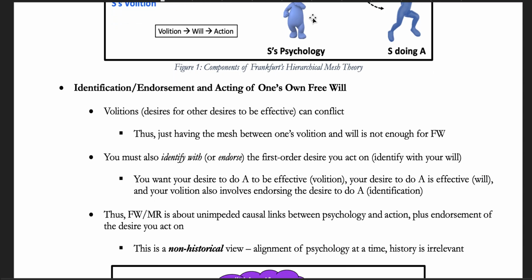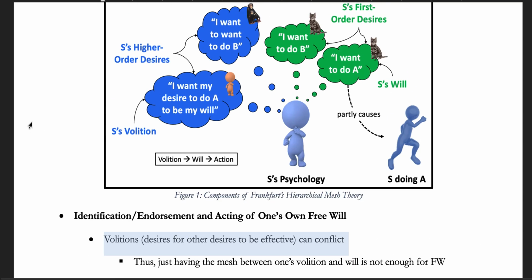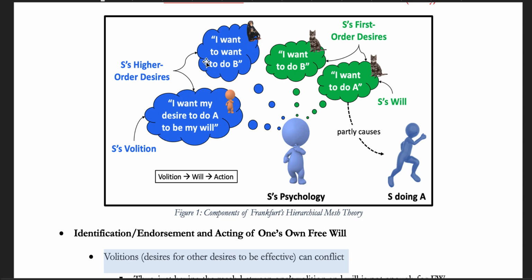But you also need what he calls identification. You have to identify with your desire, the desire that you act on. So volitions can conflict. This is why the identification comes in. Even your higher orders might turn into a higher order desire. You might think, well, I want my desire to do A to be effective because I really want to do A, but I also want my desire to do B to be effective because I really like doing B.